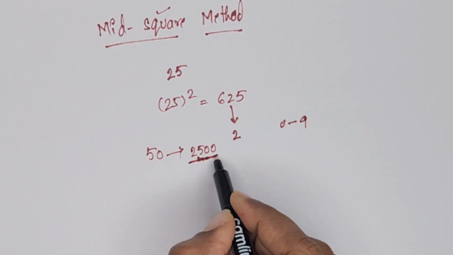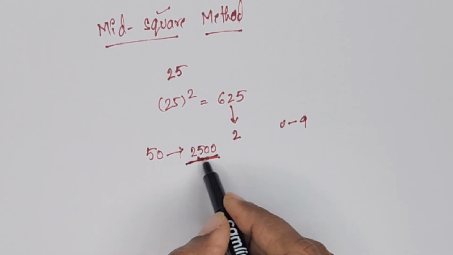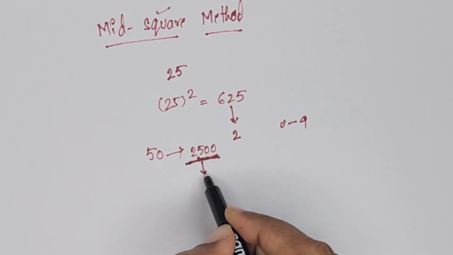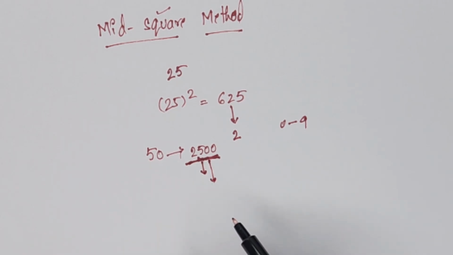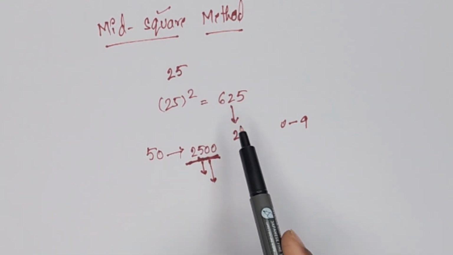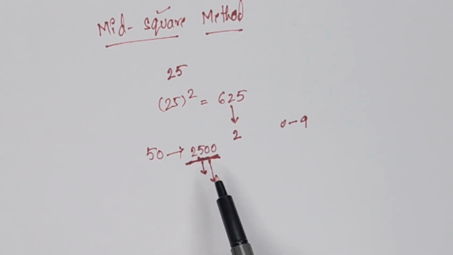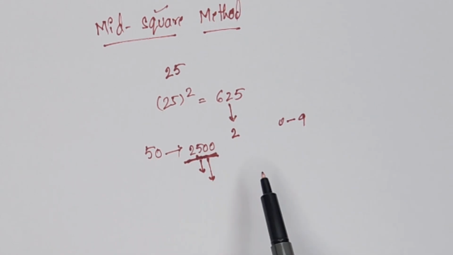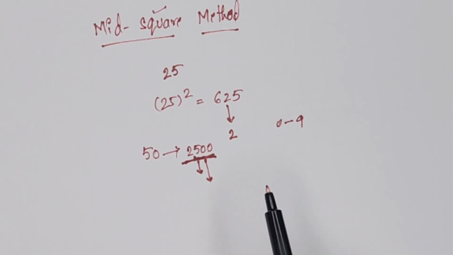If it is an odd number of digits, easily you can take the middle one. If there is an even number of digits in your number, then you can take either 5 or 0. This is the mid square method. Simply square the given value and take the middle r digits as the index. You have to select r based on your table size.